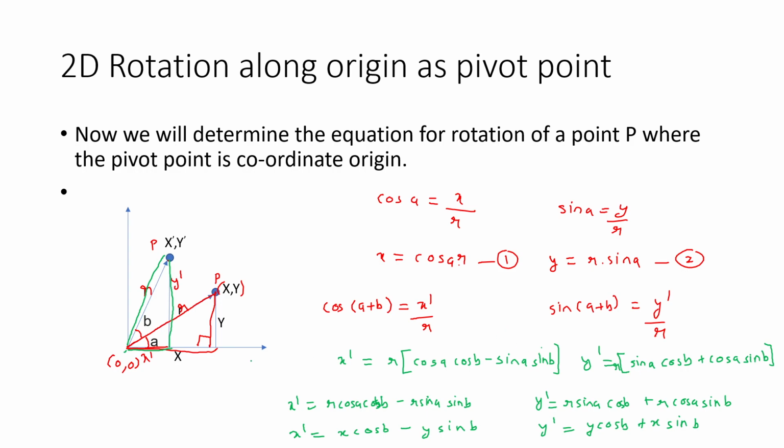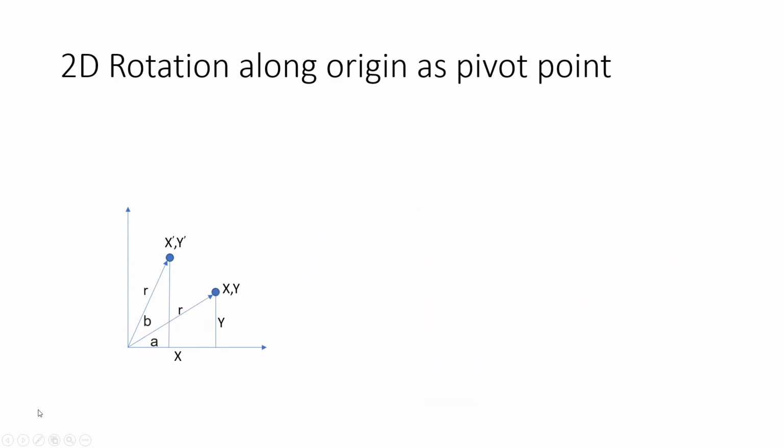Okay. So we have got our new values of x dash and y dash. That is the formula to calculate x dash and y dash. Let's just write it over here. So as per our formula, x dash is equal to x cos B minus y sin B, and y dash is equal to y cos B plus x sin B.